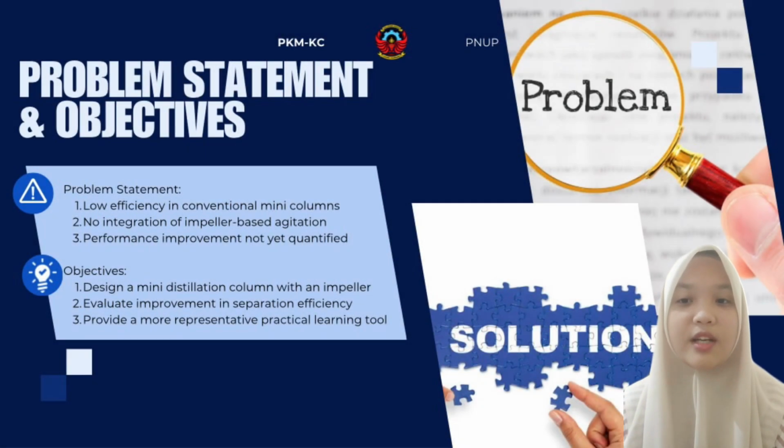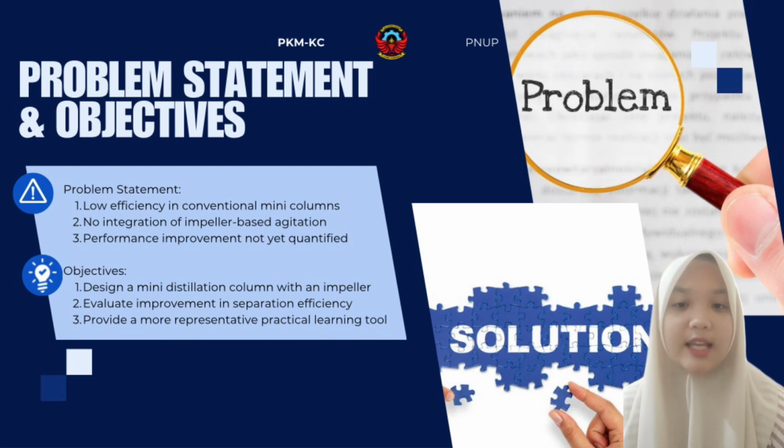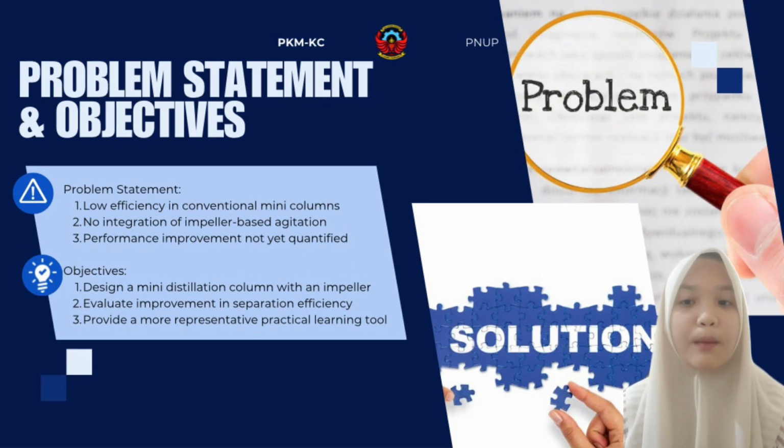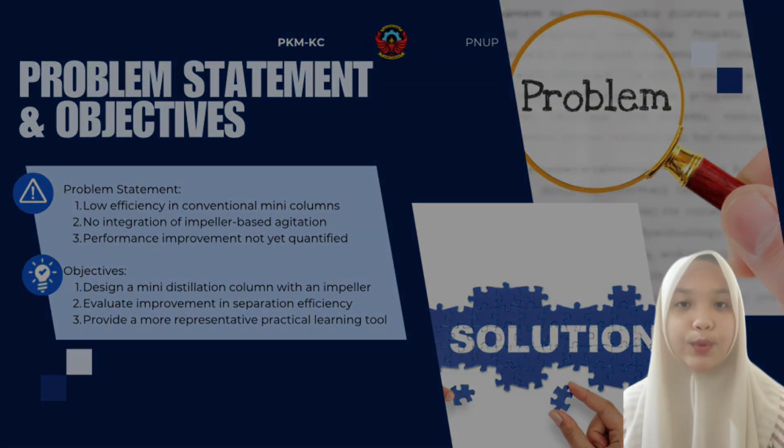After finding out the background of the device, we can find the problem statement and objectives which need attention. Problem statement: for the first, low efficiency in conventional mini columns. The second, no integration of impeller-based agitation. The third, performance improvement not yet quantified. And then the objectives. For the first, design a mini distillation column with an impeller. The second, evaluate improvement in separation efficiency. The third, provide a more representative practical learning tool.